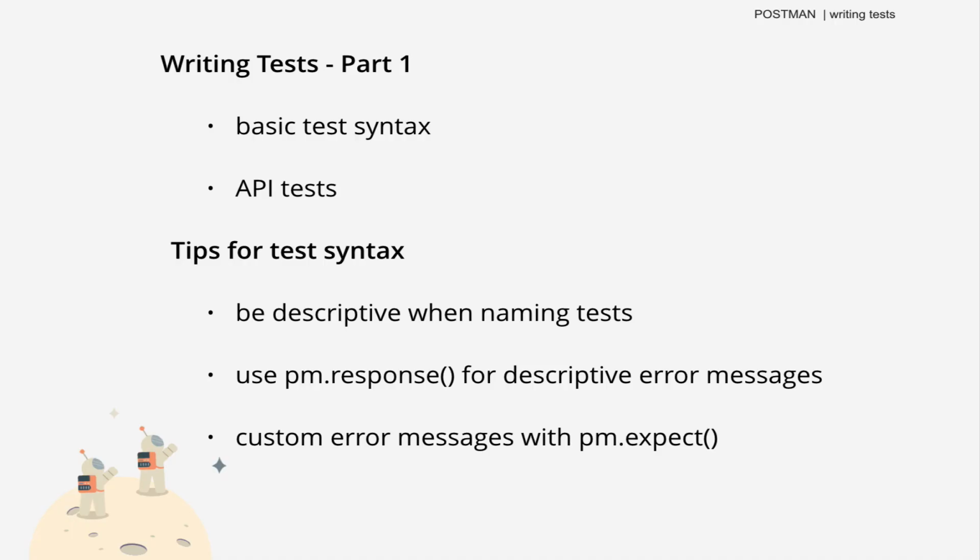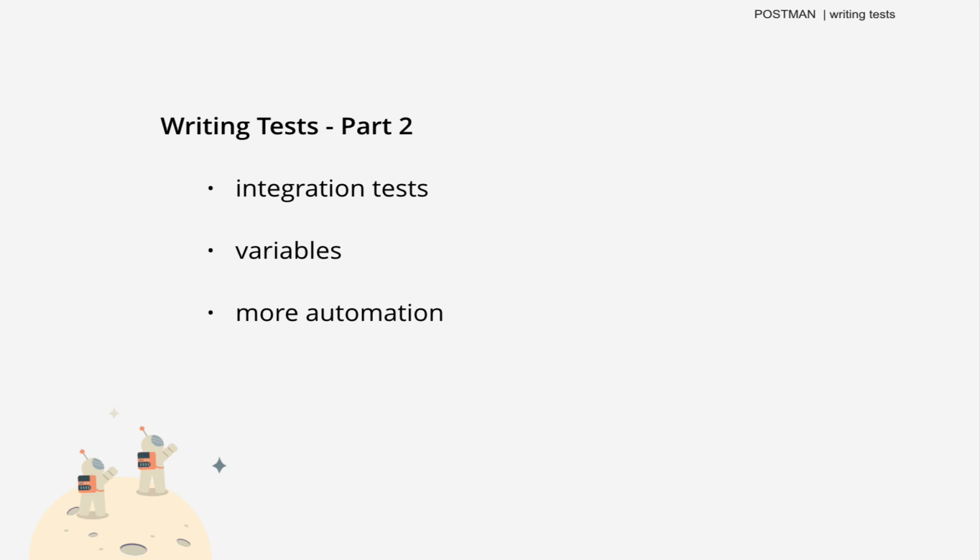And so that's it. In part 1, we walk through basic test syntax and some common validation tests. Three quick tips for test syntax. Name your test descriptively so that when it fails, you know which expected behavior has failed. Use pm.response whenever possible for more descriptive error messages. And create custom error messages to be even more descriptive with pm.expect. Coming up in part 2, we'll dig deeper into integration testing, variables, and more ways to automate your tests. Stay tuned.